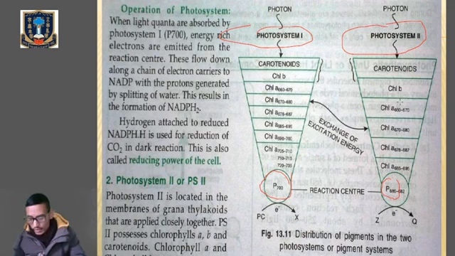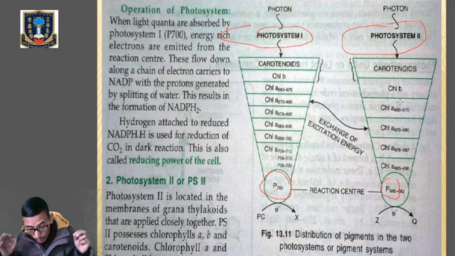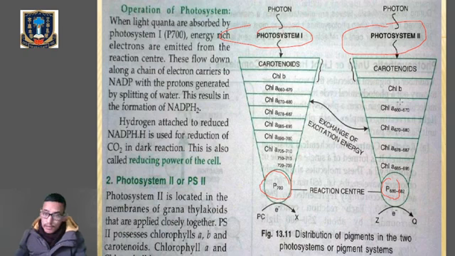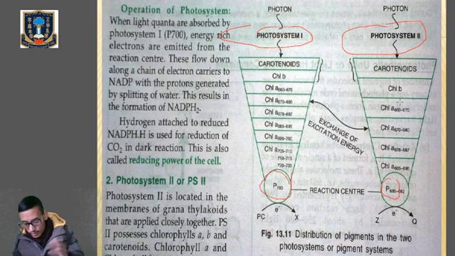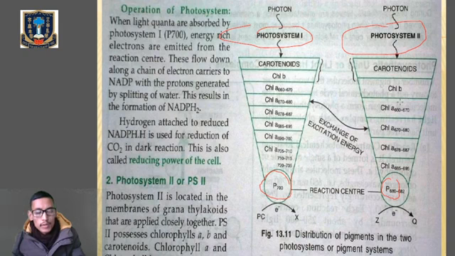Clear? Tomorrow, next class. So the light harvesting complex of PS1 is also called LHC1, and it has more chlorophyll A than chlorophyll B and carotenoids. So PS1 has more chlorophyll A compared to chlorophyll B and carotenoids. It has the absorption wavelength of P700. It is called P700 because it can absorb light having a wavelength of 700 nanometers.